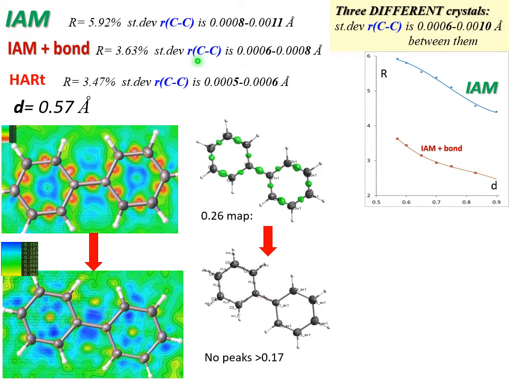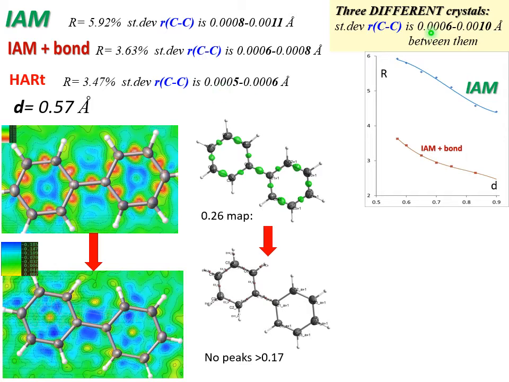Improvement of bond precision, better weighing scheme in SHELXL, smaller thermal parameters. Hirschfeld atom refinement can give you even better results at the price of lengthy calculations. Now, if you do several different crystals of the same compound, you'll of course have some deviation between them, and we can compare these numbers.